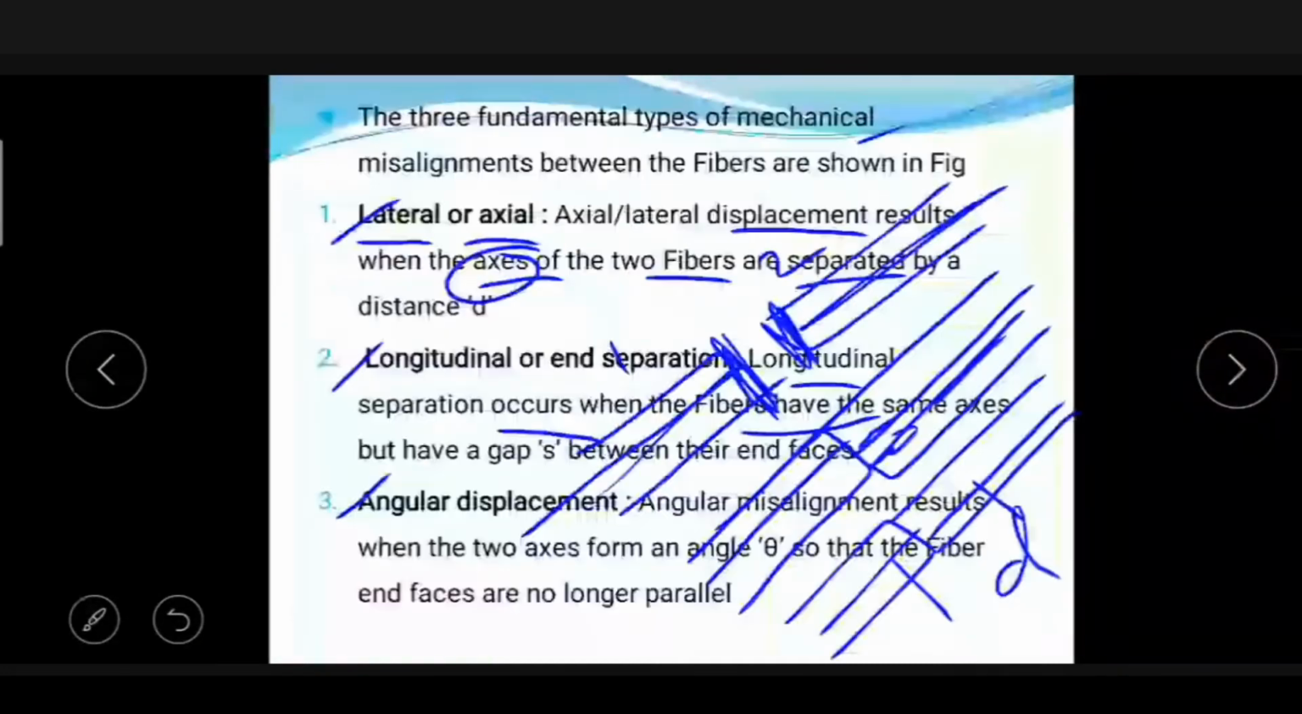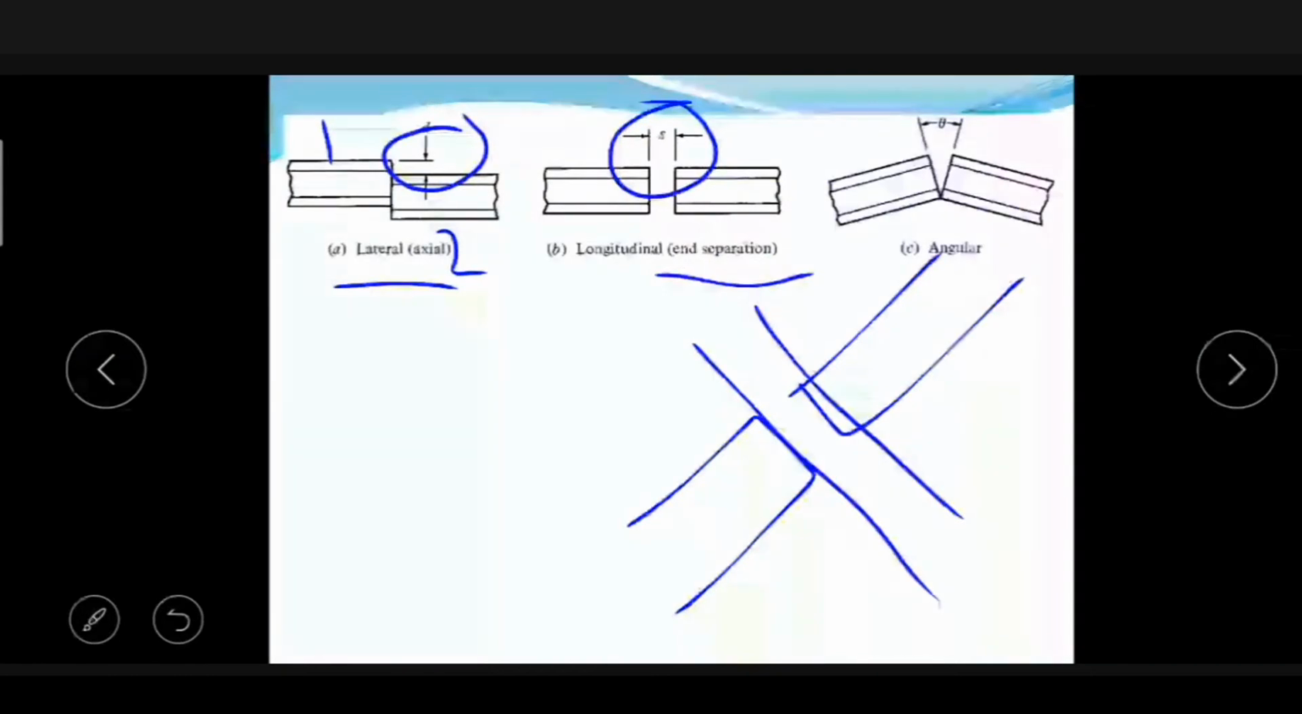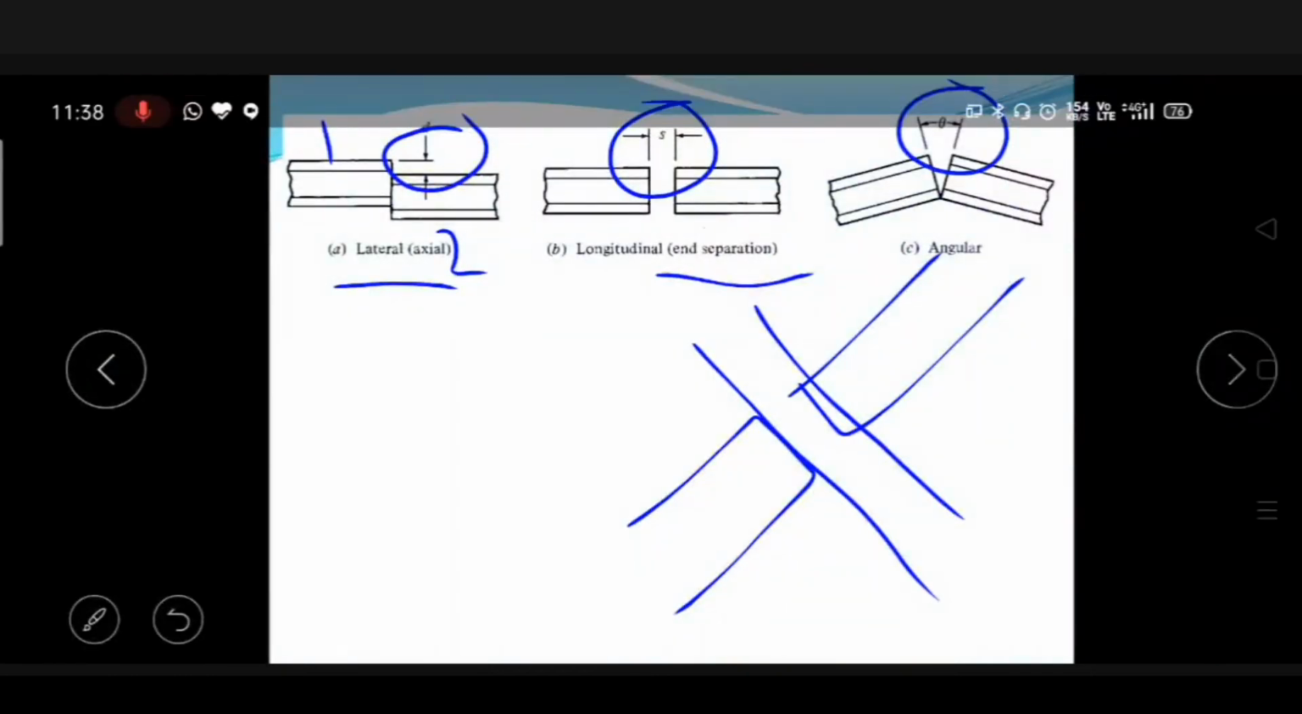Then angular displacement. Angular displacement occurs when the two axes form an angle so that the fiber end faces do not remain parallel. Actually, the fiber end faces are to be parallel. This is parallel. But there is an angle which is formed between the fiber end faces.